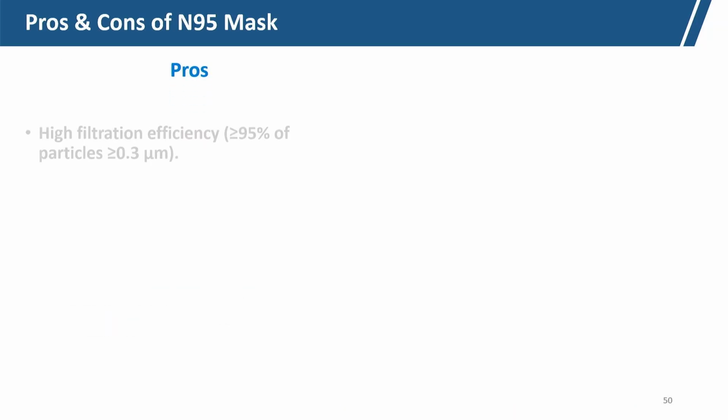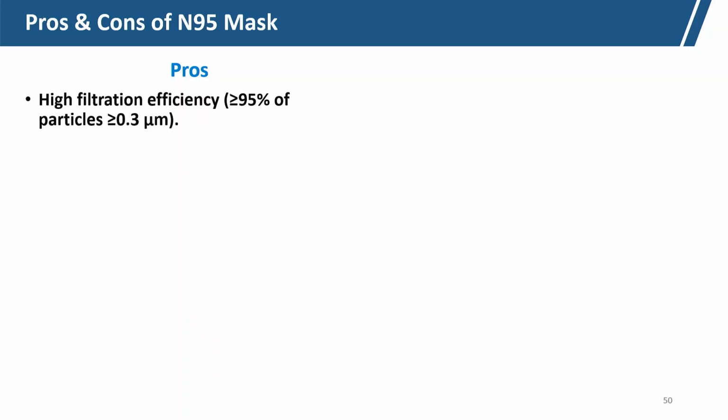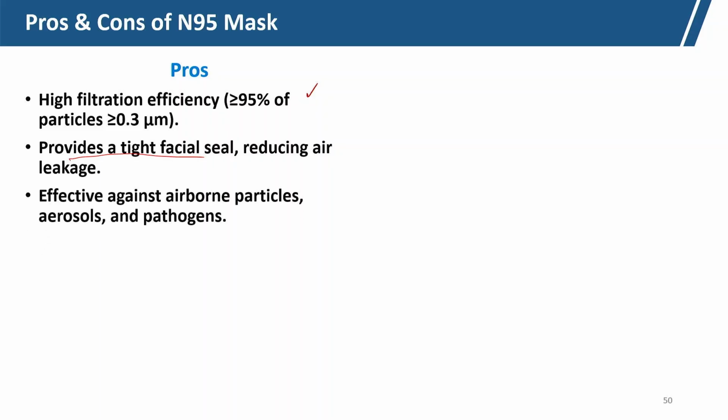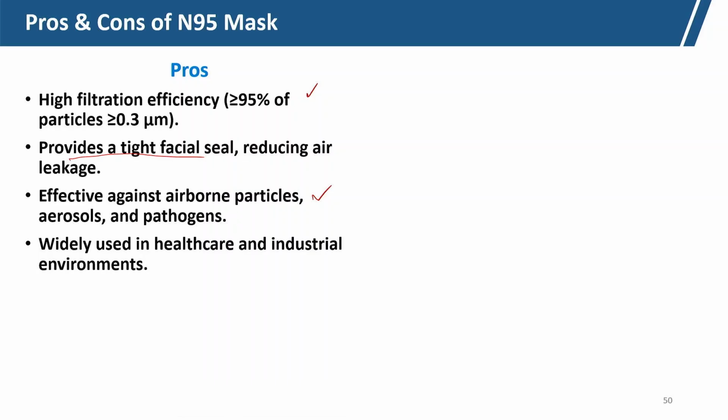Now, what are the pros and cons of the N95 mask? High filtration efficiency for particles greater than or equal to 0.3 micron. It provides a tight facial seal, reducing air leakage. It is effective against airborne particles, aerosols and pathogens. It is widely used in the healthcare industry and industrial environments.